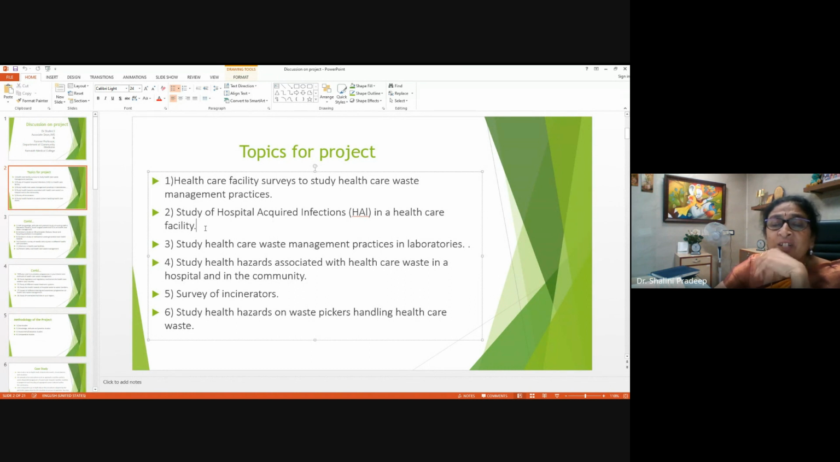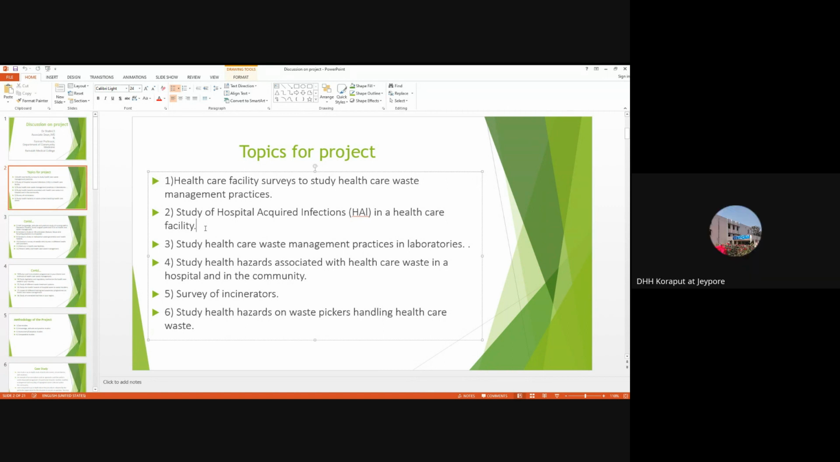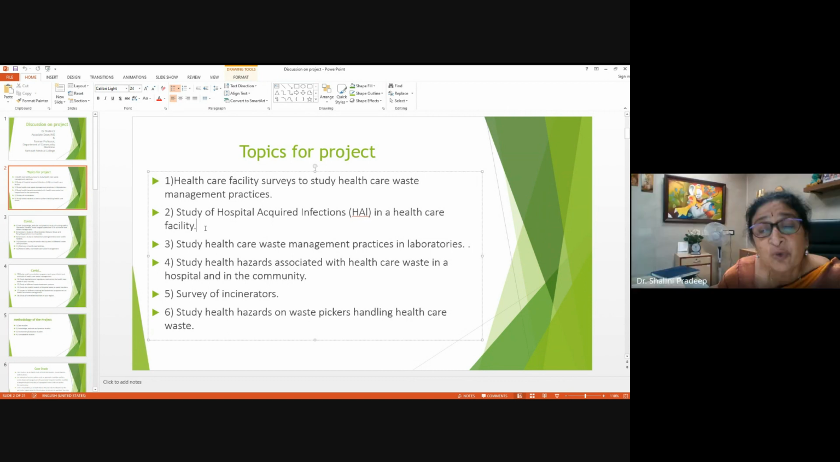it is a little different in the community, isn't it? In the hospital, you get even needle stick injuries, health hazards, isn't it? Whereas in the community, what can you think of? Any communicable disease? Measles, dengue, those which are associated with healthcare waste. Achha. Those which are associated with healthcare waste.